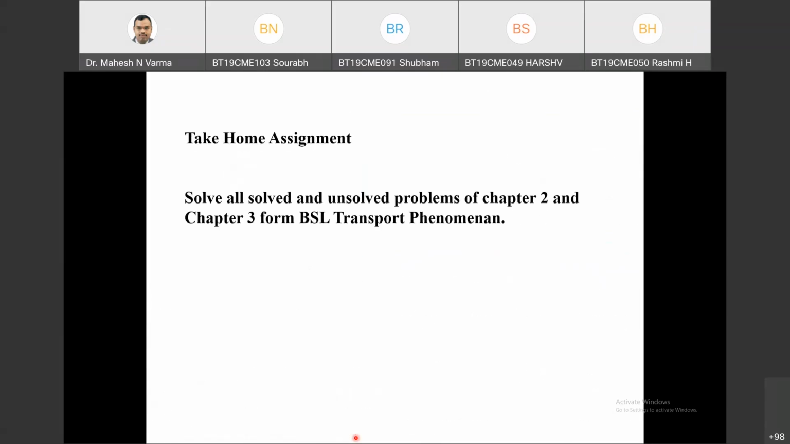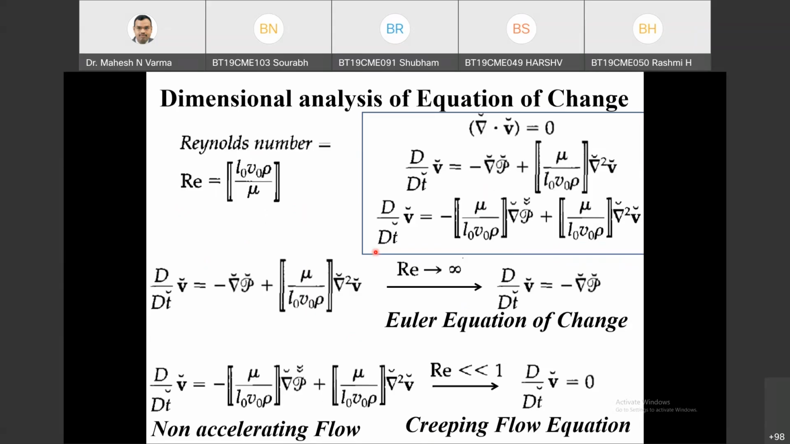For more practice, you need to concentrate on all the problems given in chapter 2 and chapter 3 of BSL Transport Phenomena, so that you can be more familiarized with using the equation of change. This is all we are going to cover on the equation of change. In the next class, we will start the shell balance approach for heat transfer.